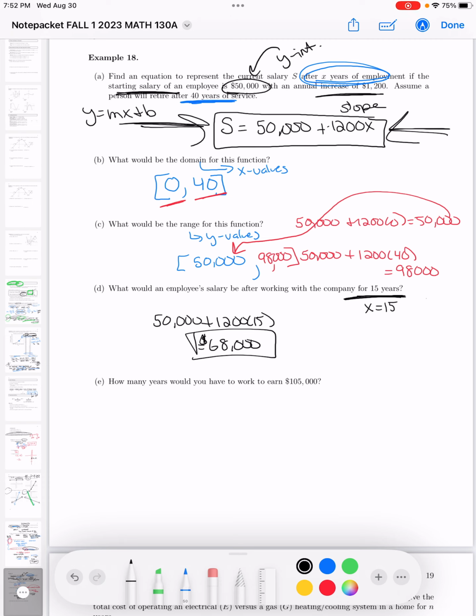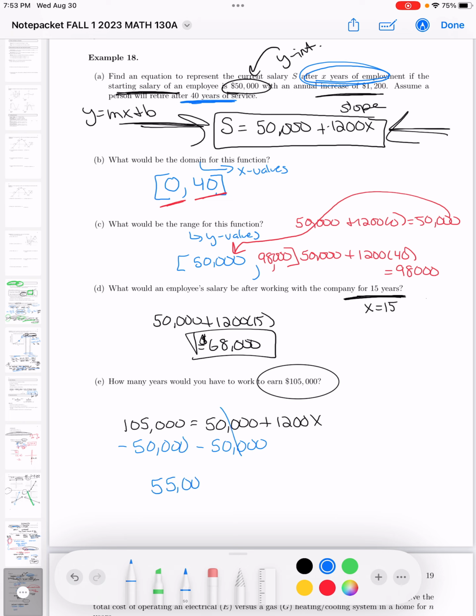That means the next one's the hard way. I'm given money, so I'm going to have to put that in for the place of salary, and I'm going to have to do some algebra to solve for x. You cannot just guess and check. You can't just keep plugging things in until you get the right answer. You've got to actually show the algebra work. So I'm going to subtract 50,000. Then I'm going to divide by 1,200.